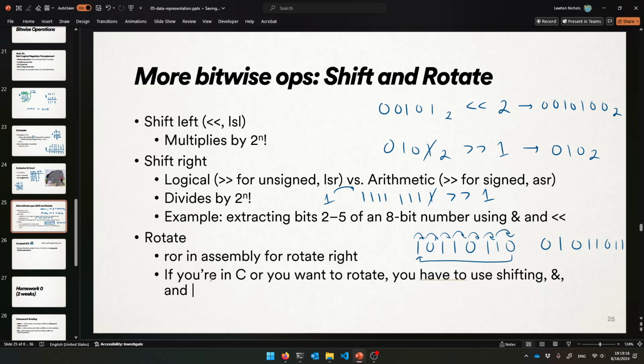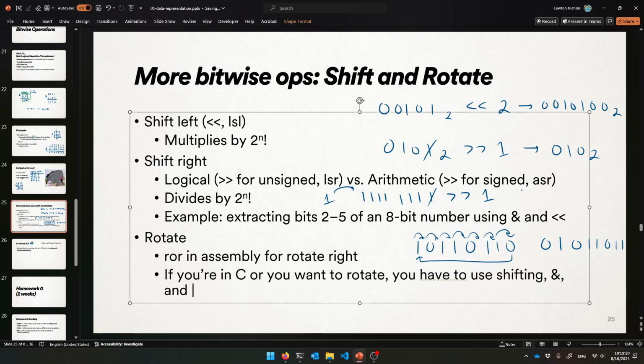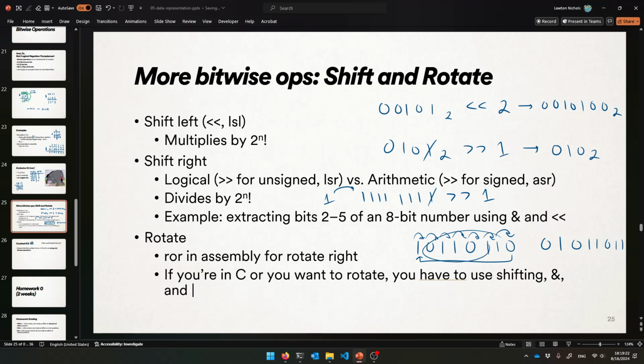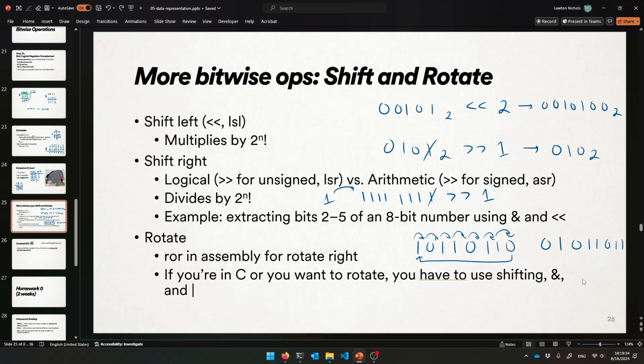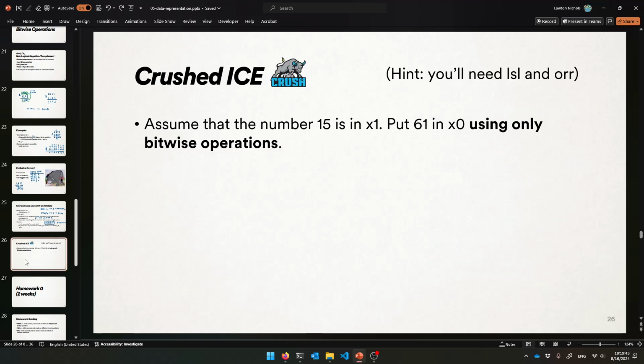If you're in C or C++ and you want to rotate your numbers, you've got to shift over and get everything that was on the right and move it over to the left. It gets a little complicated. There is no one bitwise operation in C++ that does the rotation. You have to combine what we know to make that happen. So that is the secret, and that's one reason to learn assembly, I guess. So yeah, let me give you one last question on this stuff, and then we'll call it a day.